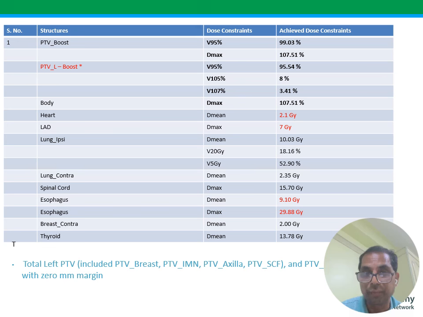The V105 is 8% and V107 is 3.4%. So you can see that we add that as a constraint. Our planners are trying to achieve that. And based on clinical call, you can always scale down the coverage to achieve those dose constraints. It's important that we maintain dose homogeneity. And also you can see the esophagus constraints are also added to the plan.